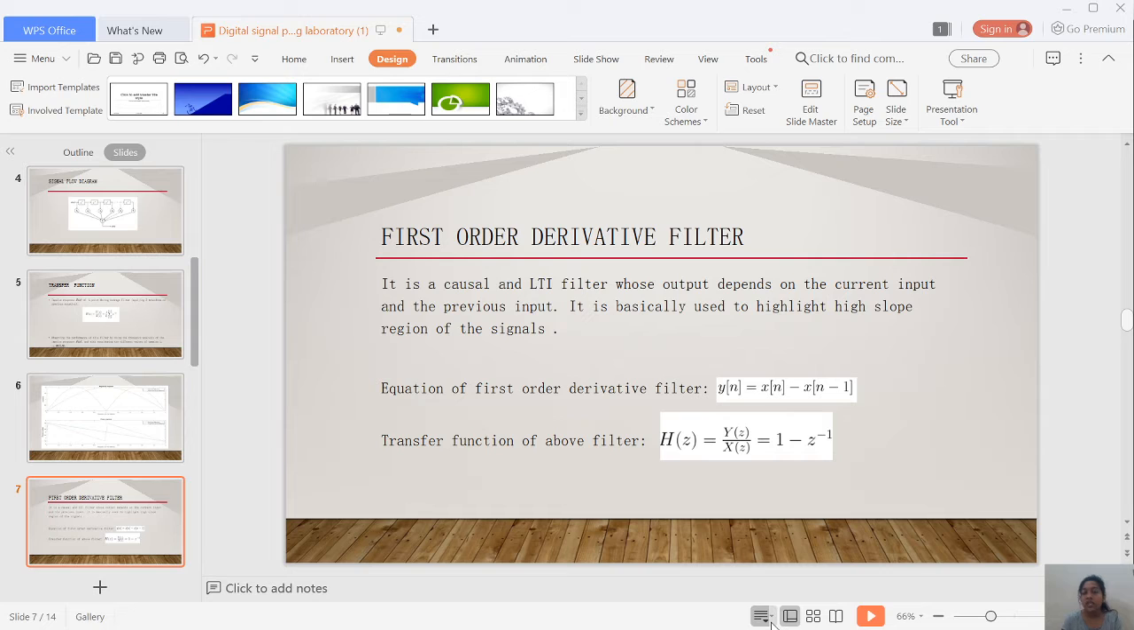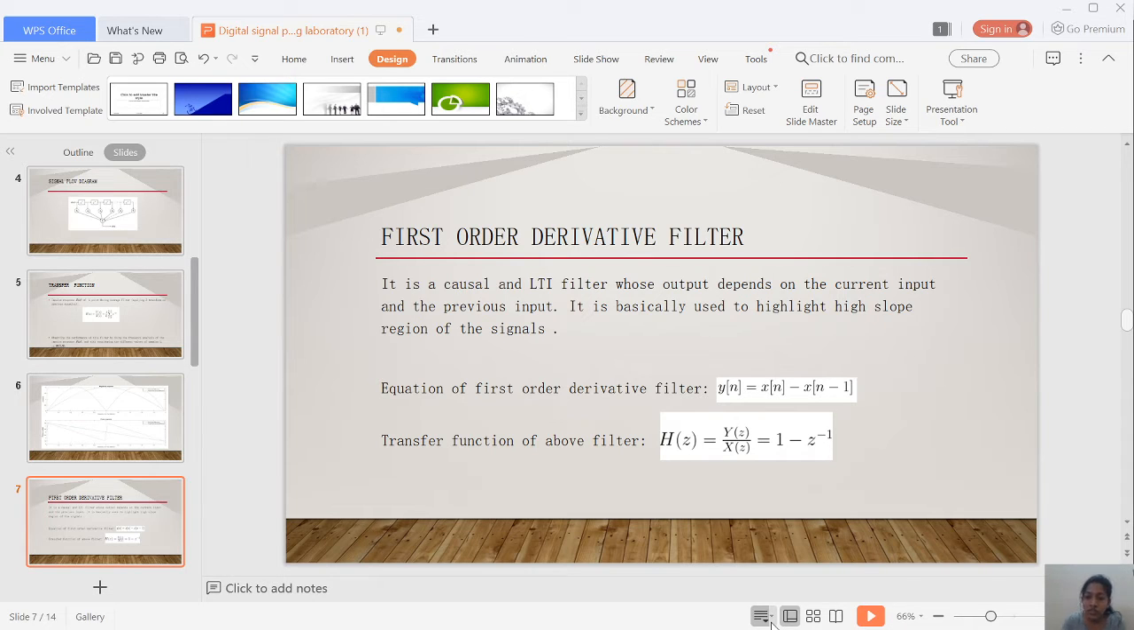As the name indicates, derivative implies the difference of the signal. So the first order derivative filter is a causal and LTI filter. It is causal because it depends on the current input as well as the previous input. And it is LTI because it follows the homogeneity and additivity properties. It is basically used to highlight the high slope regions of the signals.